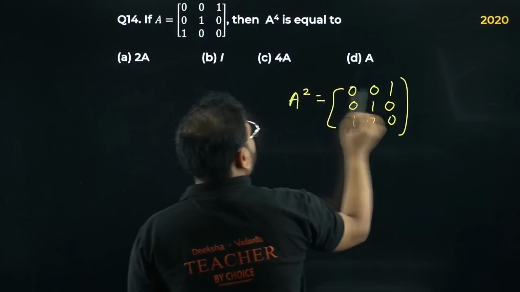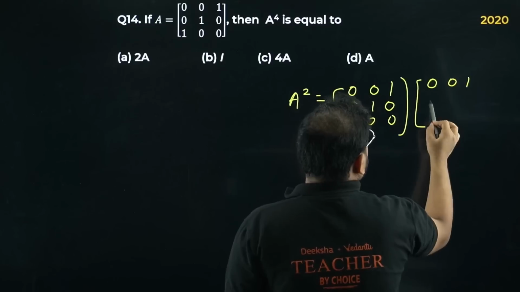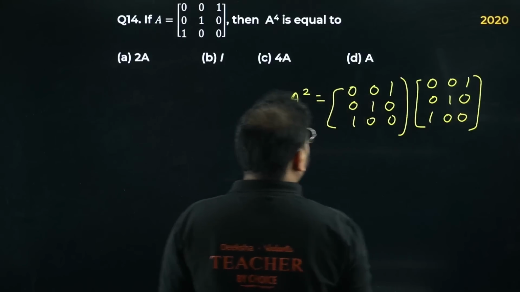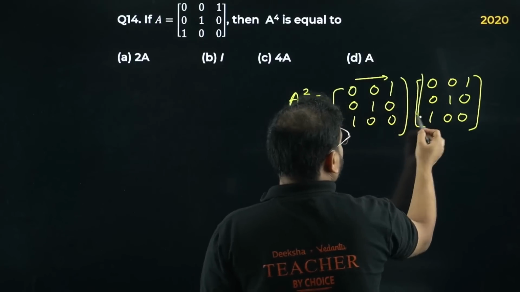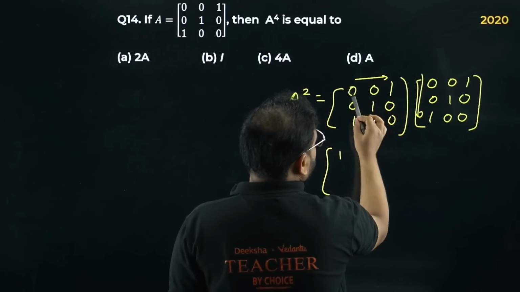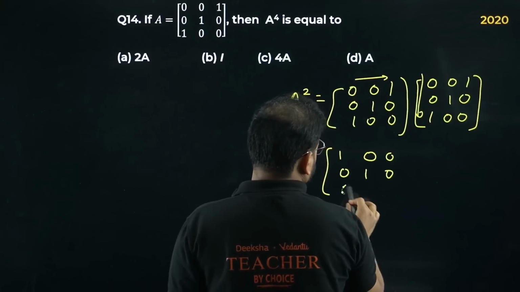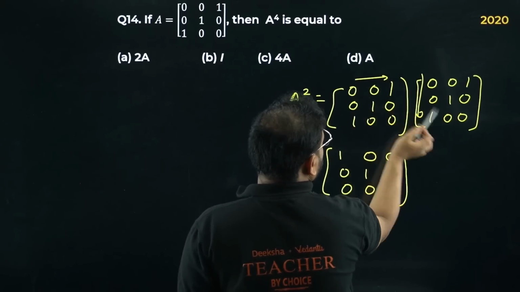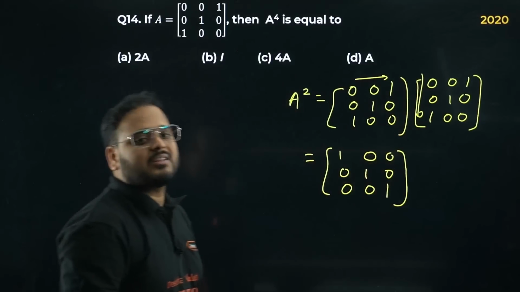Whenever you see power, first find A square. First thing is to find A square. So multiply 0, 0, 1, 0, 1, 0, 1, 0, 0 by the same matrix. If you do that, you're going to take row times column: 0, 0 and then 1. You'll get all zeros in the first row. Do the multiplication: 0 into 0 is 0, 0 into 1 is 0, 1 into 0 is 0 again. Same way, if you do this for the second row and all the columns, you'll get the answer.